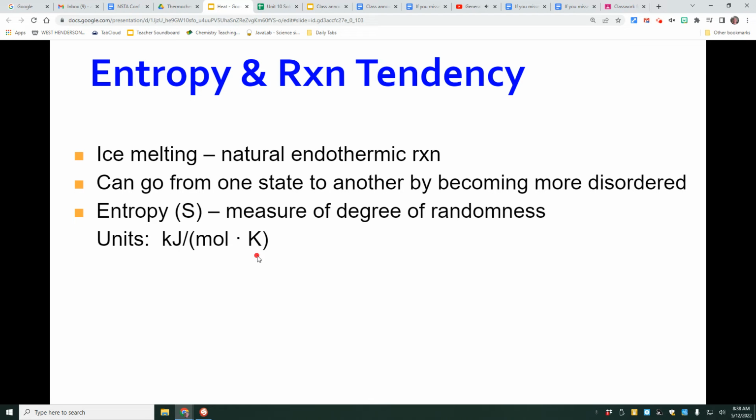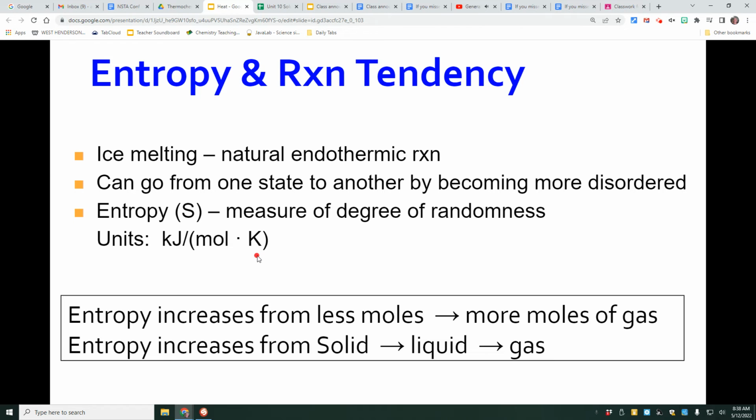So temperature is a factor into how much disorder. Now, that should also make sense according to the kinetic molecular theory, because as temperature goes up, particles move faster, and so they're more likely to be more disordered when they're moving faster. So temperature does play a role.